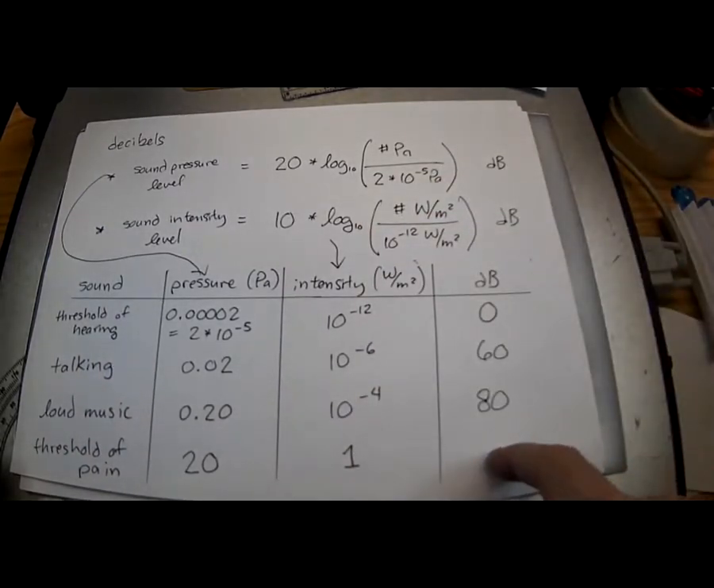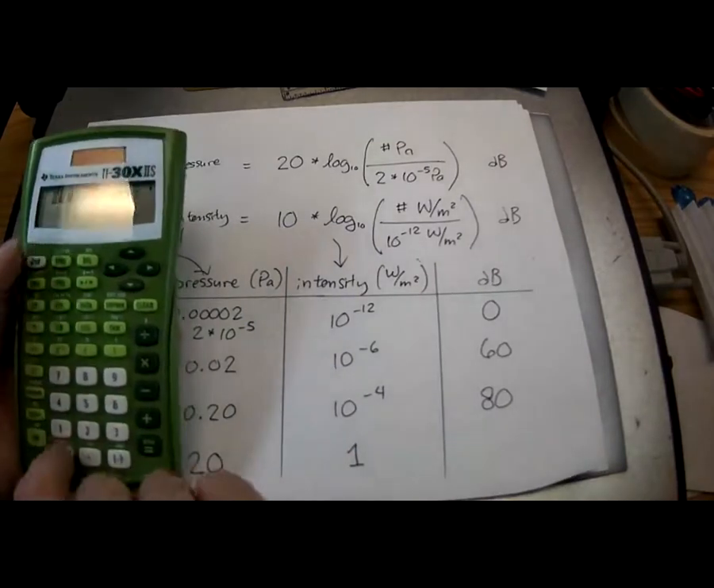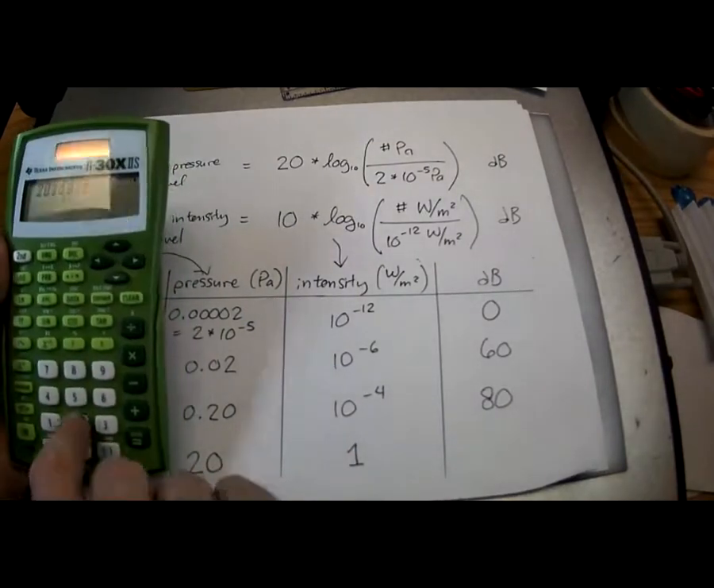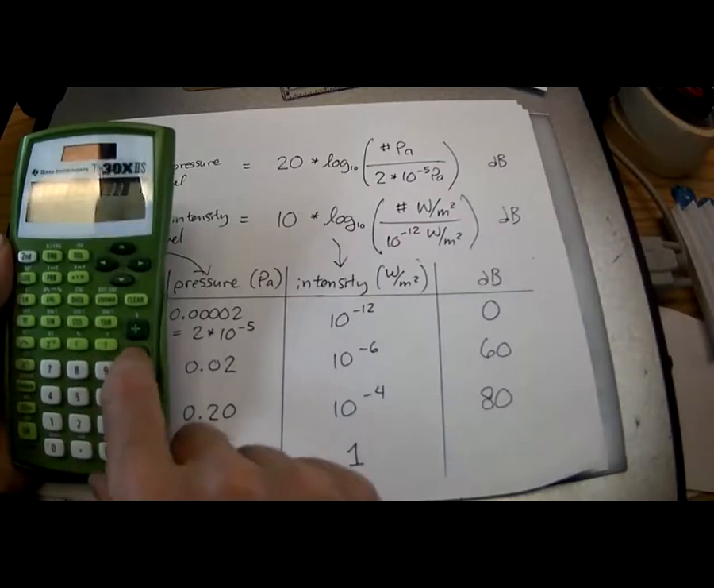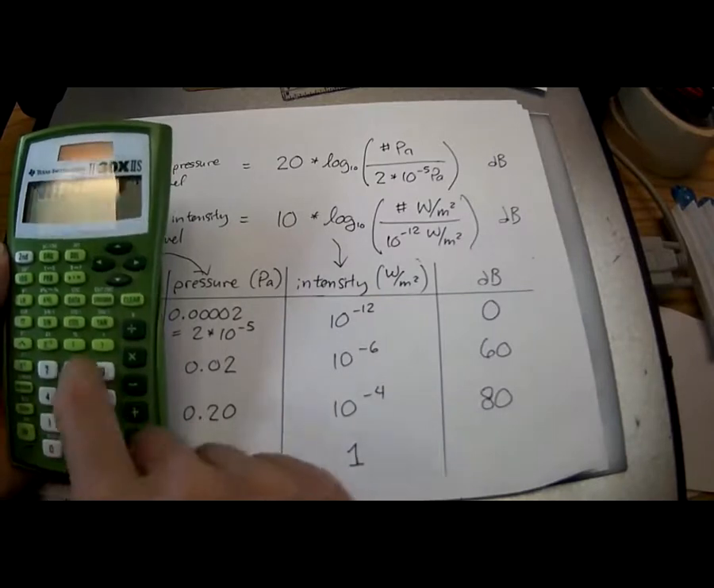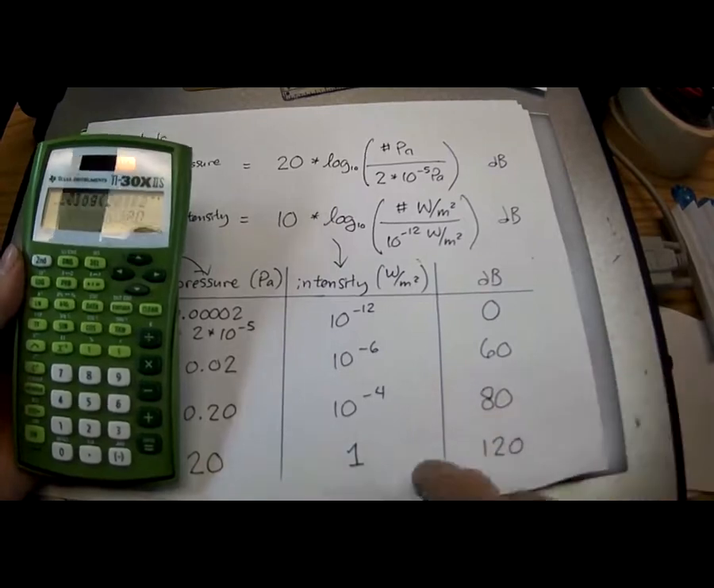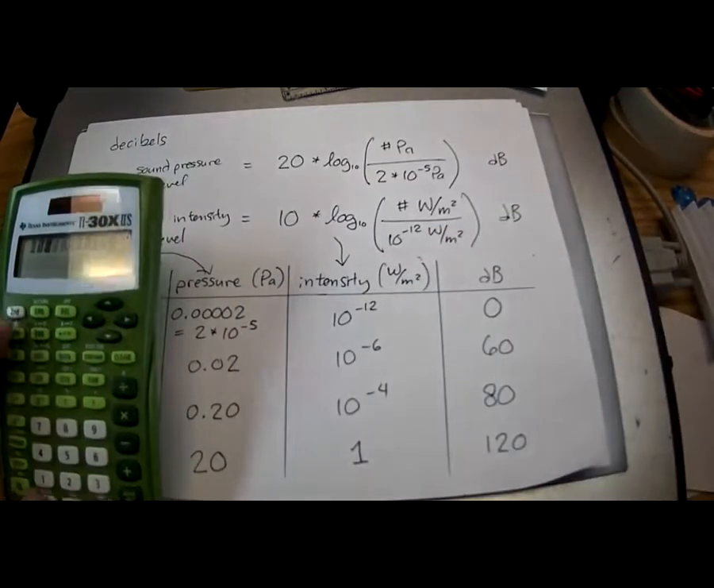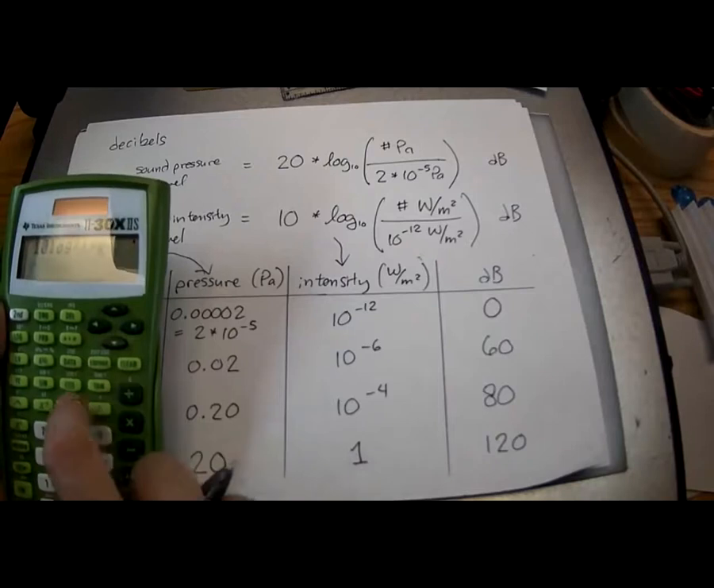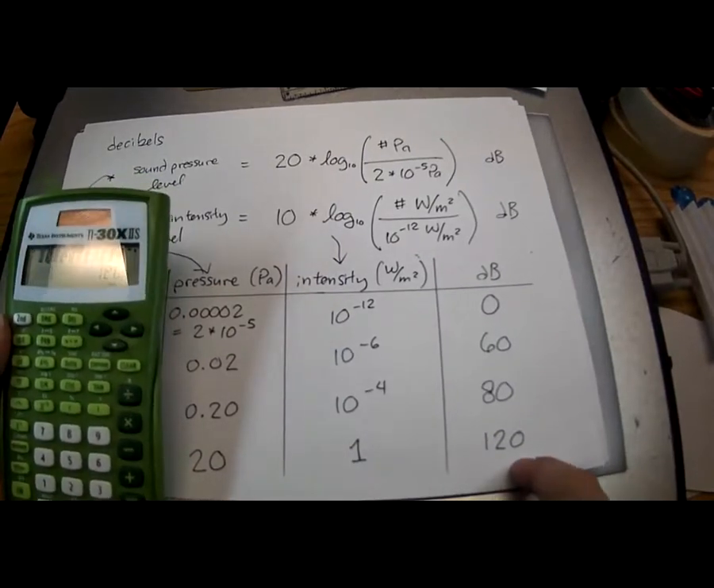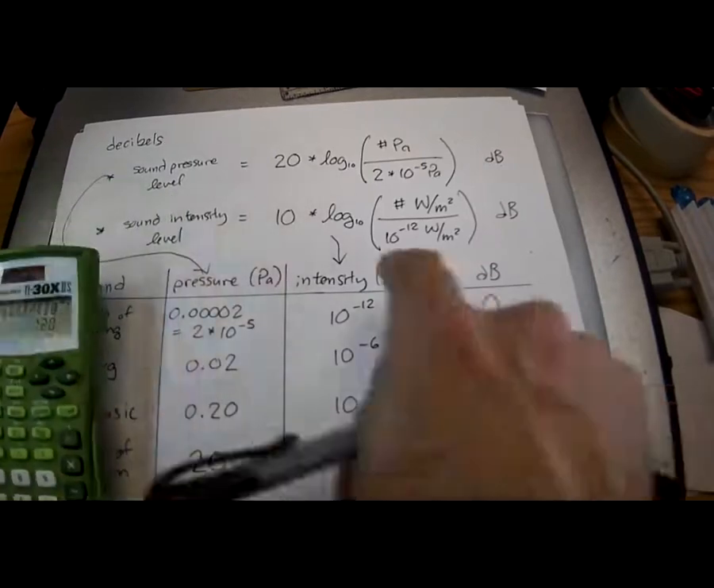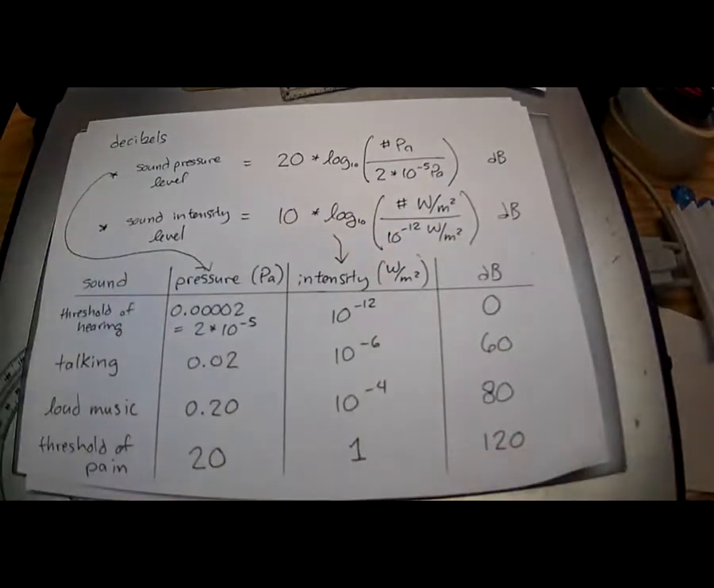How many decibels does that correspond to? Well, it's 20 log base 10 of 20 divided by 2 times 10 to the negative 5. That's 120 decibels, or if I use the intensity equation, what is 10 log base 10 of 1 compared to 10 to the negative 12, that's also 120 decibels, because it's 12 orders of magnitude different, times 10 gives you 120, right? There you go, there's what decibels mean.